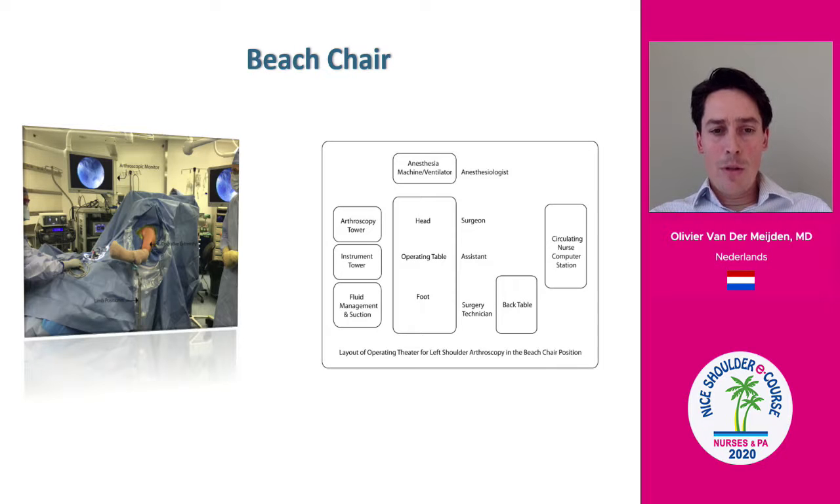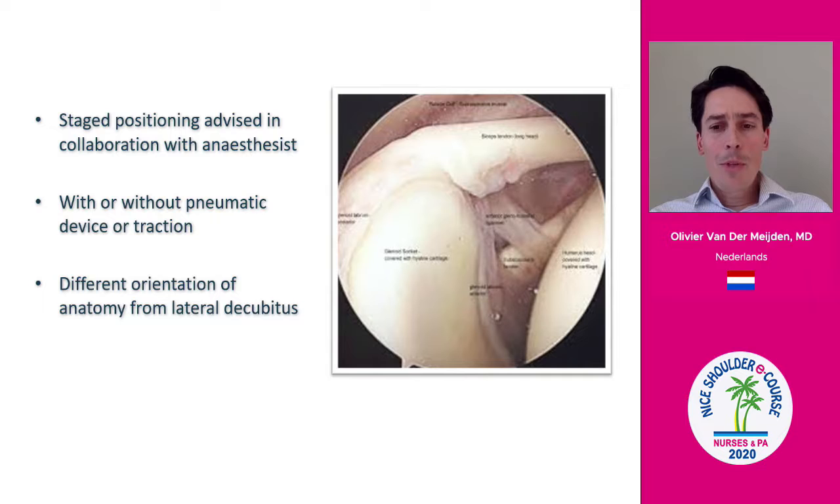Then the beach chair position, named after the position we assumedly take when we're sitting on a chair on the beach. Here you see a left shoulder being prepared and draped, and the patient's arm is positioned on a pneumatic device. This is not necessarily the same as traction, but it can apply some traction to the arm. All the instruments, the ventilator machine, and the arthroscopy tower are more or less positioned in the same way. But you can see that the anatomy orientation is different.